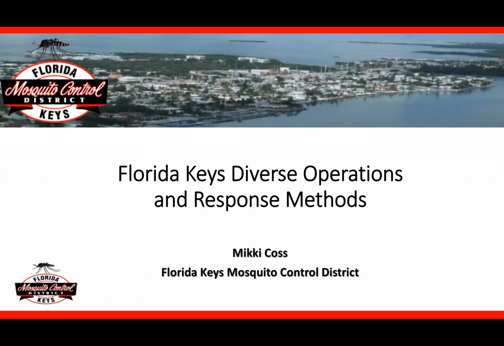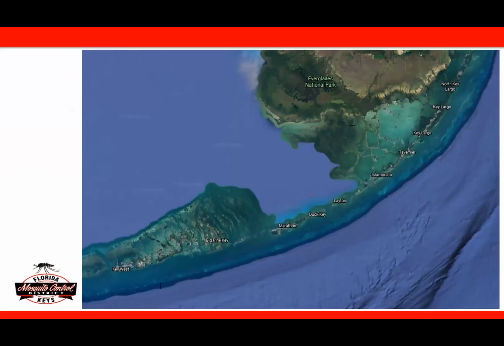All right, my name is Mickey Koss. I'm with the Florida Keys Mosquito Control District. I'm the Director of Operations. I'm here to talk about the diverse operations throughout the Keys. The Florida Keys consists of over 800 islands stretching over 180 miles. Each of these islands is affected by tide in some way or another. We have 42 bridges throughout the Keys, and two-thirds of Monroe County, the Florida Keys, is made up of wetlands.